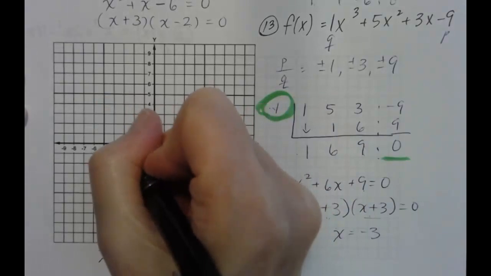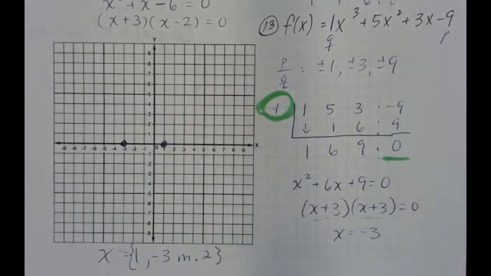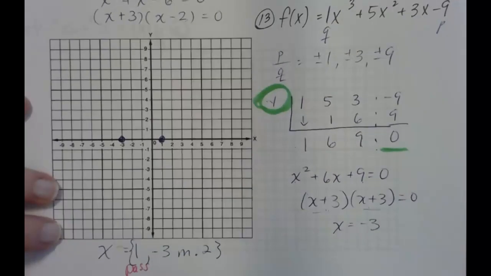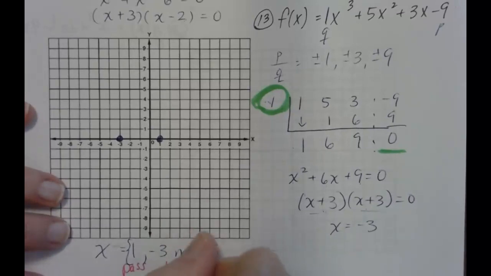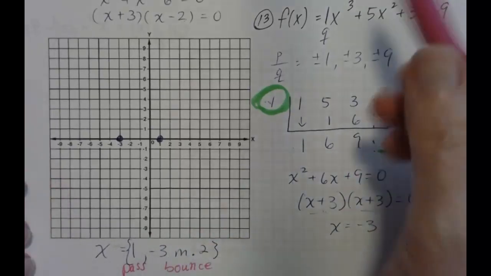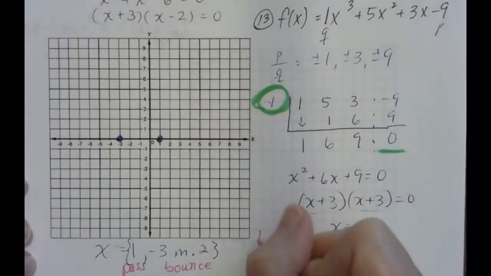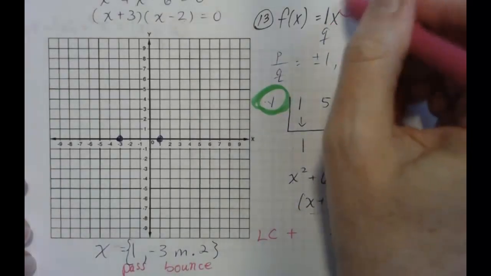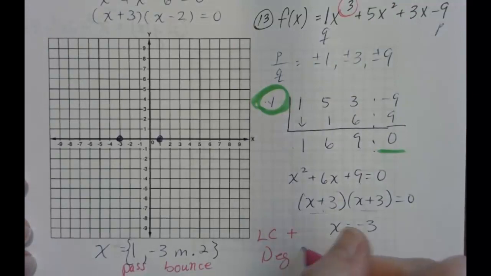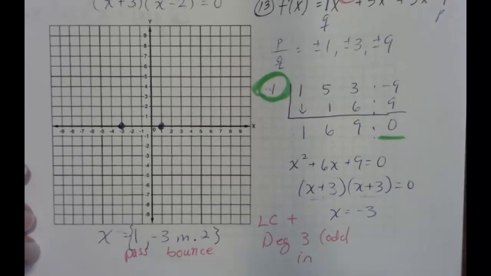So negative 3, which means, let's label these down here. We are going to pass through 1, but we are going to bounce at negative 3. Look at your leading coefficient. Your leading coefficient is positive. Your degree is 3, which is odd. So this is going to be an increasing graph.